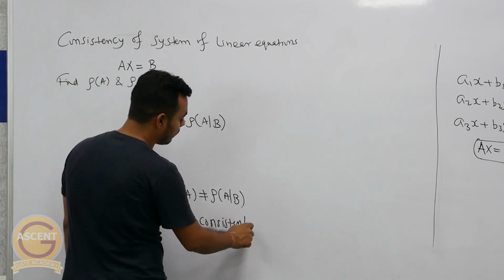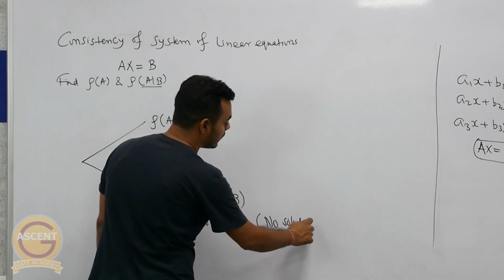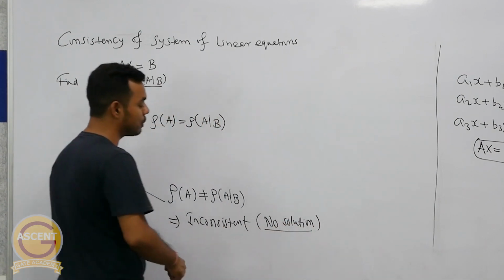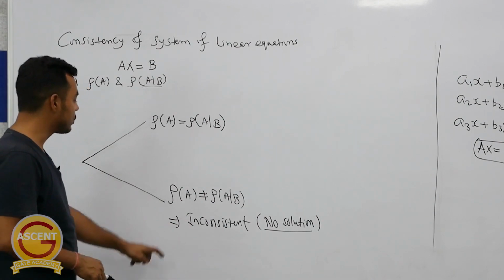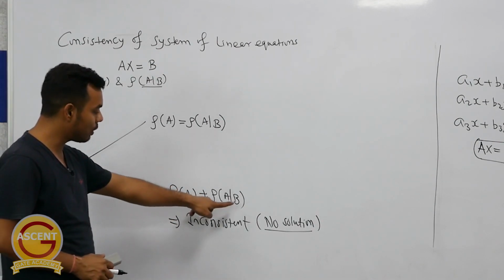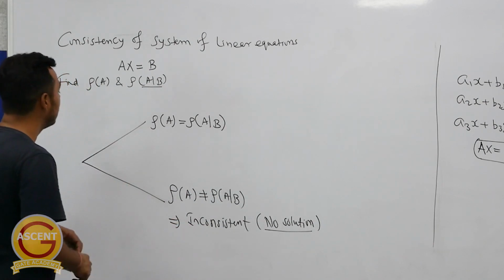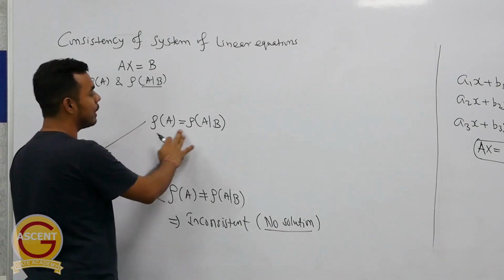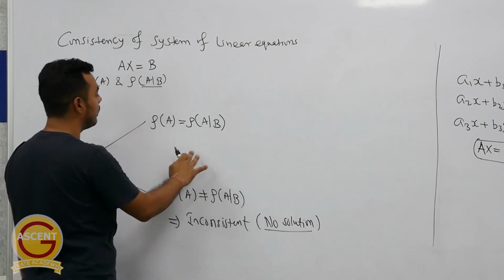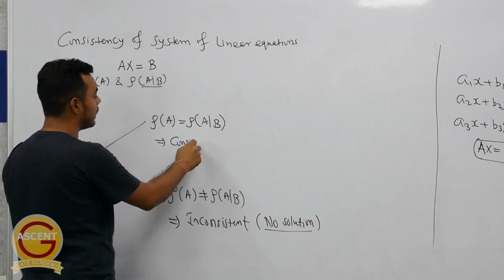Inconsistent means the system of linear equations will have no solution. No value of x, y, z is possible, or no value of the variables is possible which will satisfy all the equations simultaneously. So if rank of A is not equal to rank of the augmented matrix A|B, then the system of linear equations is inconsistent. Now the second possibility was that if the rank of the coefficient matrix is equal to the rank of the augmented matrix, then in this case the system of linear equations will be consistent.